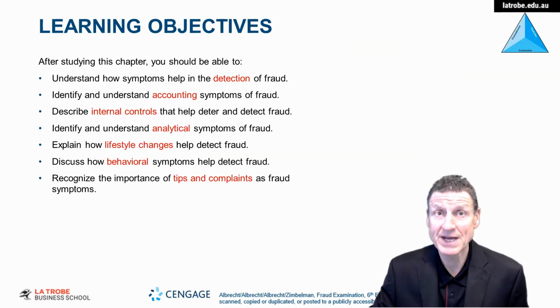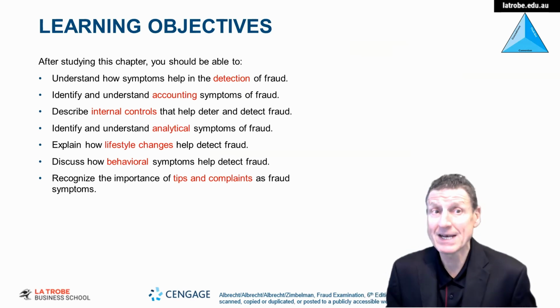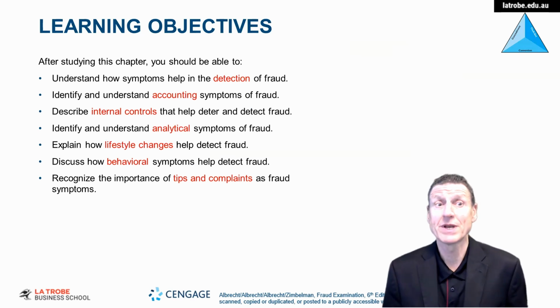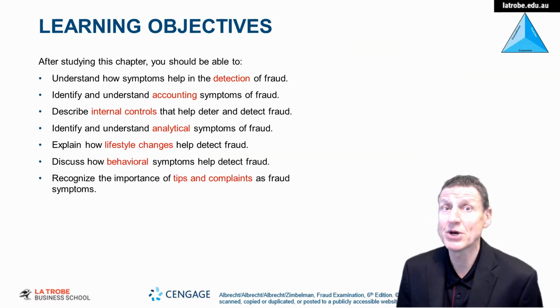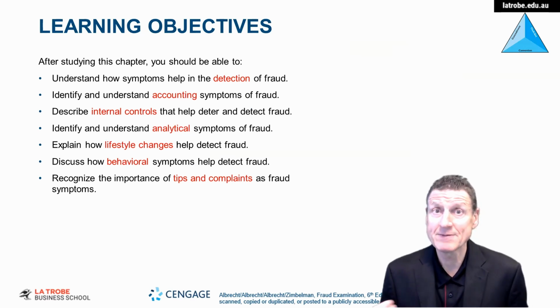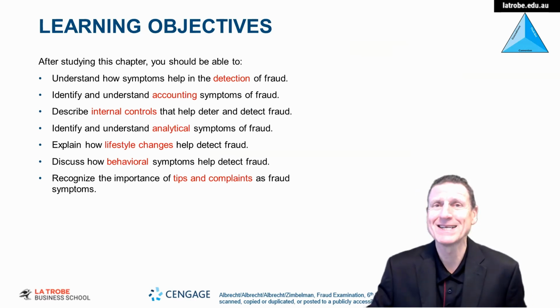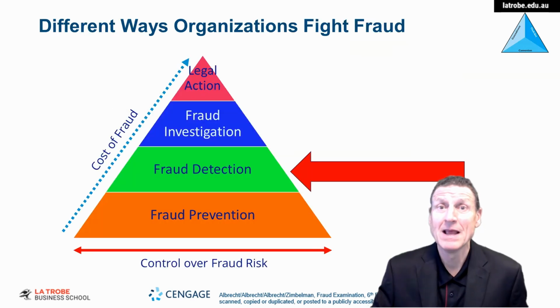And so the learning objectives in this chapter, and it's quite an exciting one, are to understand how symptoms help in the detection of fraud, identify and understand the accounting symptoms of fraud, the internal controls that help deter and detect fraud, the analytical symptoms of fraud, lifestyle changes, behavioral symptoms that help detect fraud, and the importance of tips and complaints as fraud symptoms.